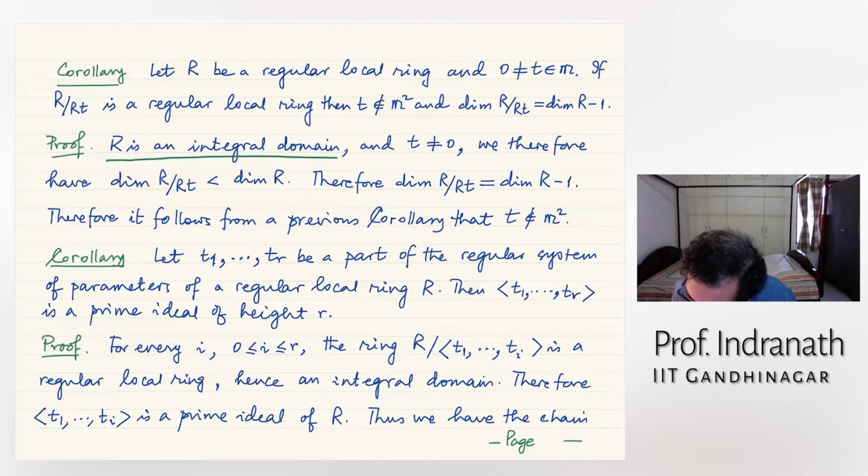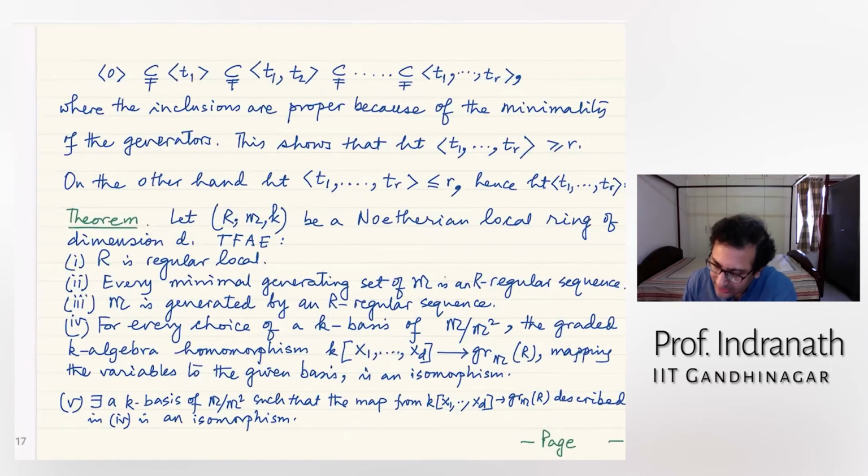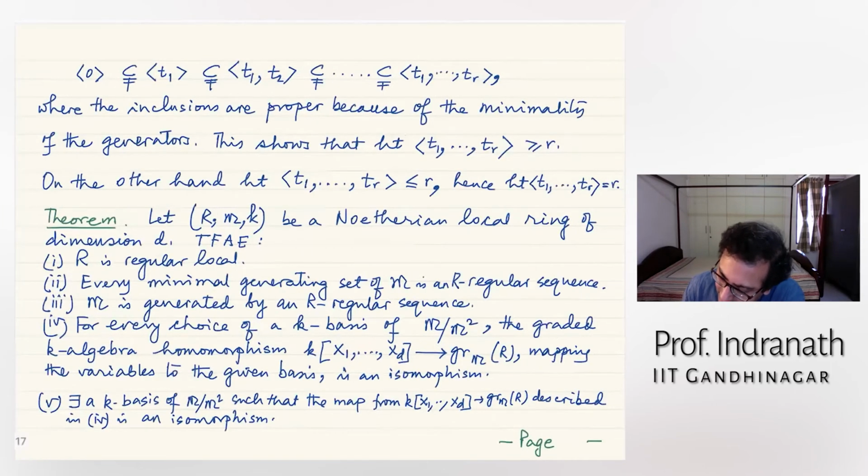Okay. So now I have a longish theorem where some statements are equivalent, and you will see how these are being used. You have a Noetherian local ring of dimension D. Then R is regular local. So all these conditions are equivalent, and you can take any one of these for working whenever you have a regular local ring condition.